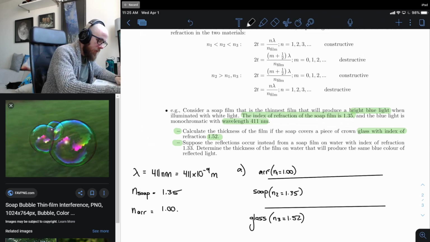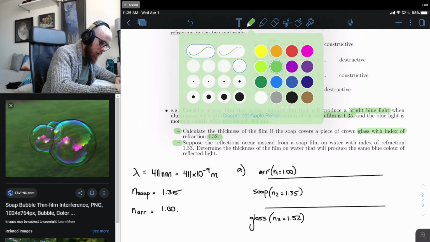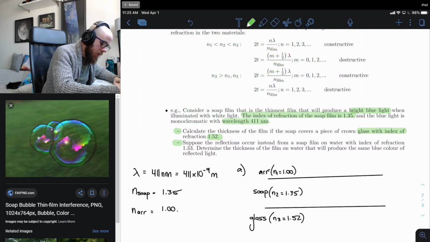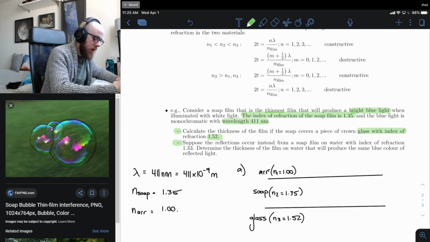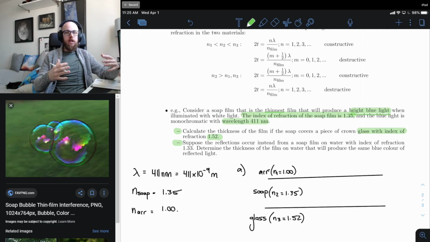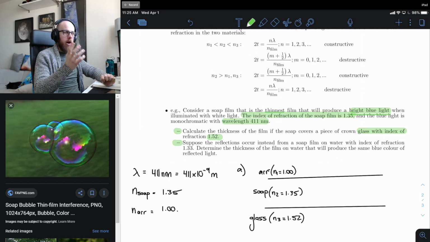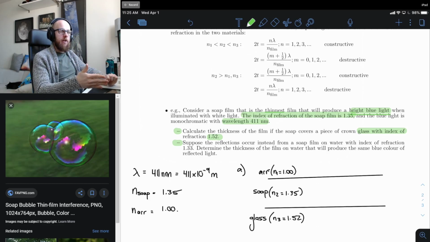If we look at the question here, there's a key word: consider a soap film that is the thinnest film. Okay, so thinnest, that's important. We're going to deal with that in a second. That will produce a bright blue light. Essentially this interference is causing there to be a bright blue light at the end of it. So if it's a bright blue light, is that constructive interference or destructive interference? What do you guys think?